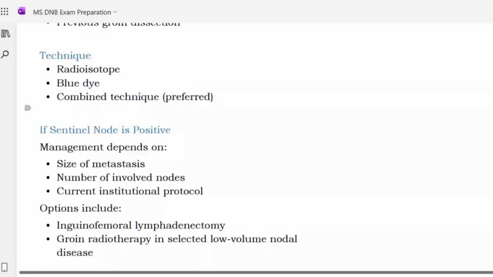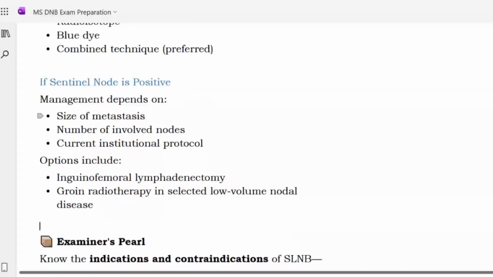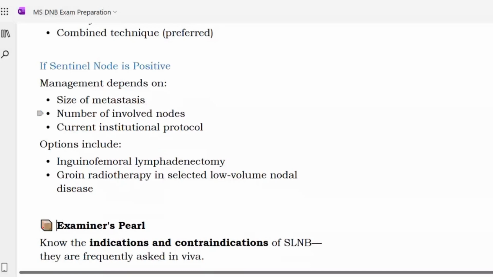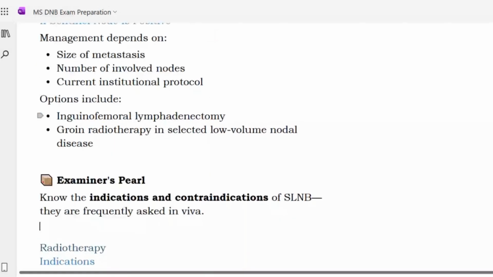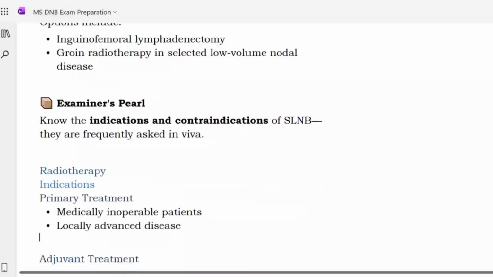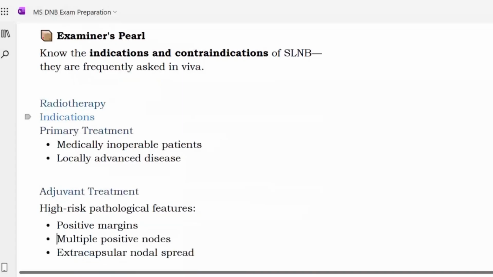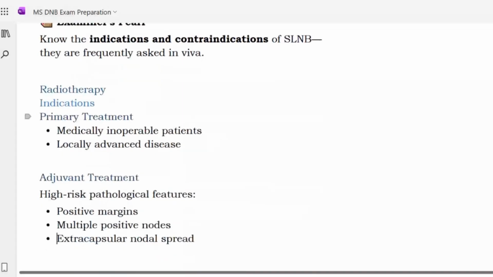Okay, now if the sentinel node is positive, then what will you do? So management will depend upon the size of the metastasis, number of the involved nodes, and current institutional protocol. So option, you go for inguinofemoral lymphadenectomy or groin radiotherapy in selected low volume nodal disease. Okay, so you can go surgically for inguinofemoral lymphadenectomy, or you go for groin radiotherapy also. Okay, so know the indications and contraindications for SLNB, because that can be asked as a short note.